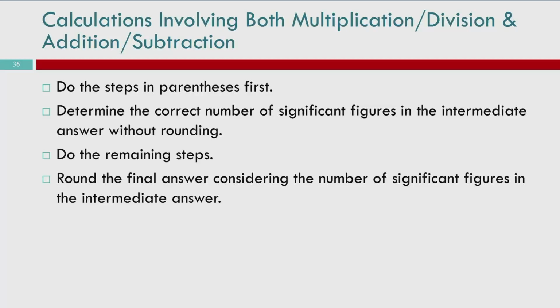We also get to remember PEMDAS. Parentheses, exponents, multiplication, division, addition, subtraction. This is our order of operation. So anything that's in parentheses, we're going to do that first, no matter what it is. Then if we have exponents, we'll do the exponents next. Then we would do multiplication, division. Then we would do addition, subtraction. And at every step, we have to assess either number of significant figures or number of decimal places. We have to be keeping track at each step along the way. And then we'll round the final answer.